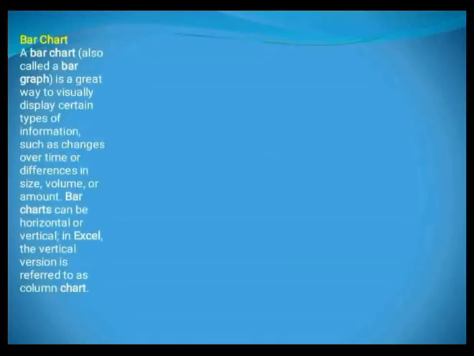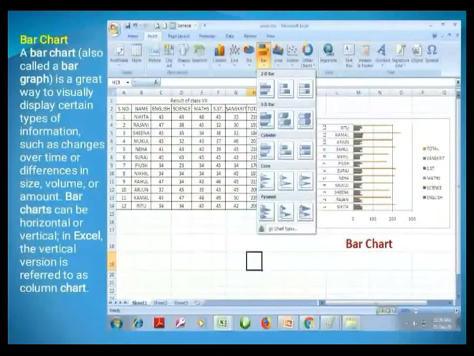Now let us learn about bar chart. A bar chart is also called a bar graph. It is a great way to visually display certain types of information such as changes over time or differences in size, volume or amount. Bar charts can be horizontal or vertical. In Excel, the vertical version is referred to as column chart.